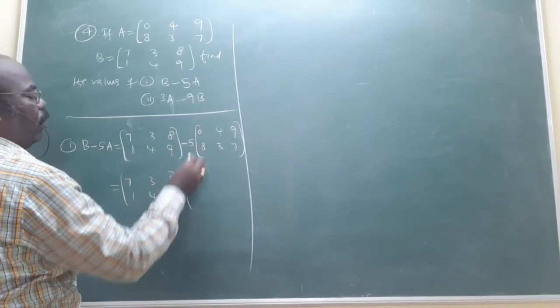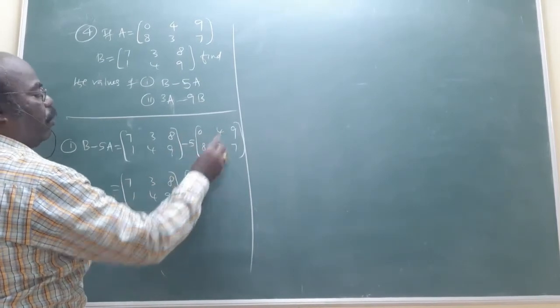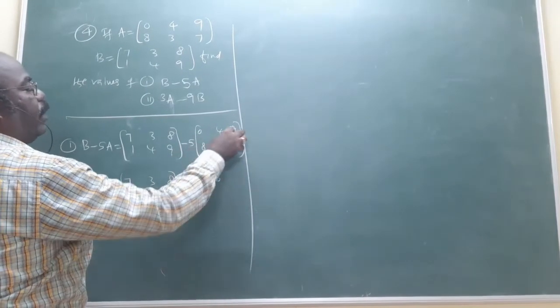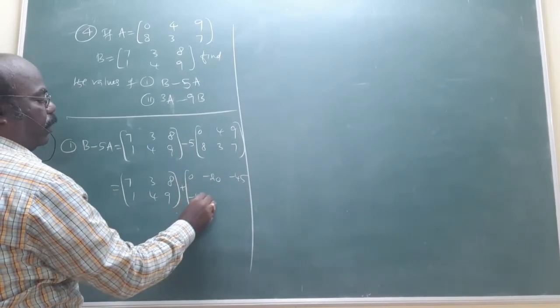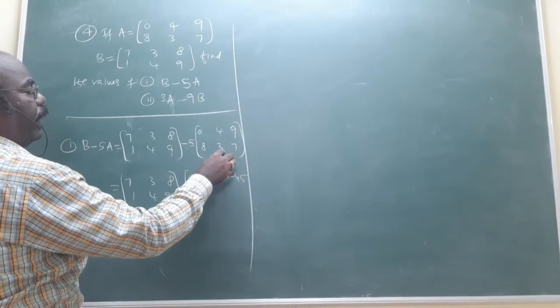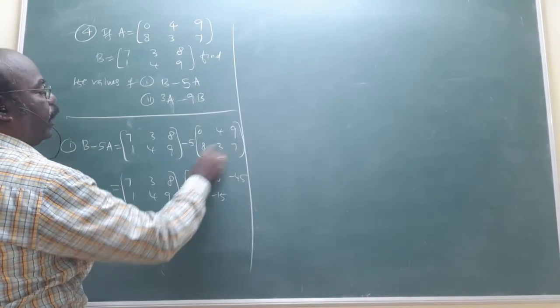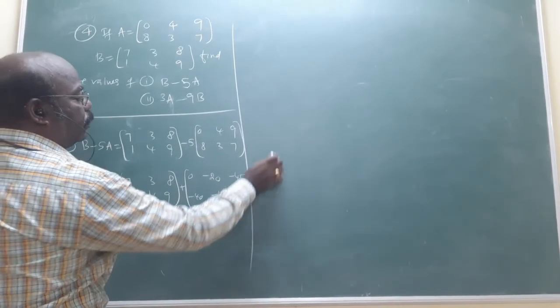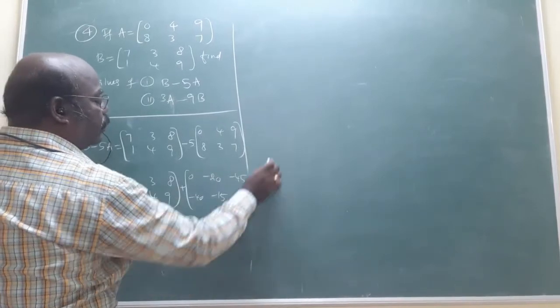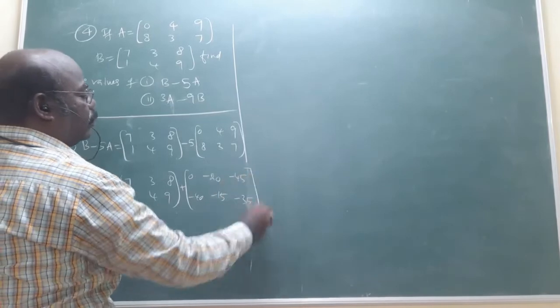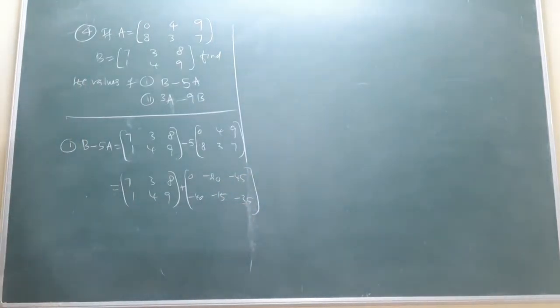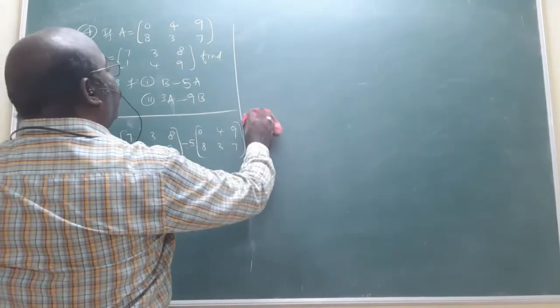Now minus 5 into 0, 0. Minus 5 into 4, minus 20. Minus 5 into 9, minus 45. Here minus 5 into 8, minus 40. Here, again, minus 15. Here, minus 35. Am I right? This way, you want to multiply by minus 5.